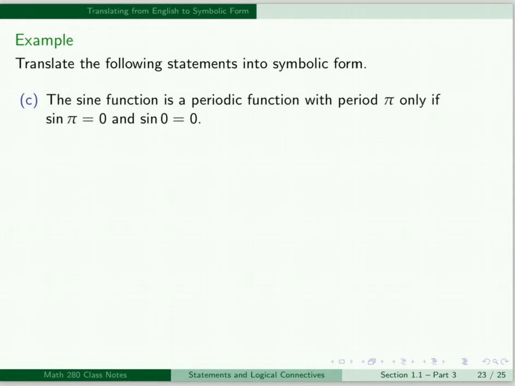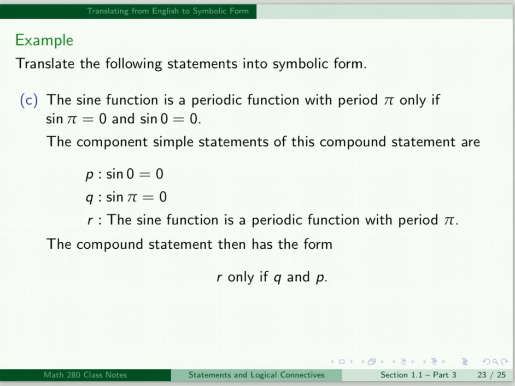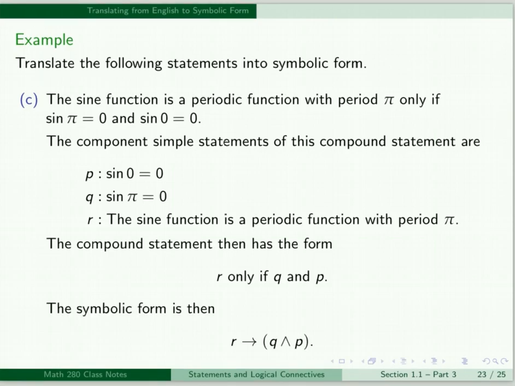Next, consider the statement the sine function is a periodic function with period pi only if sine of pi equals 0 and sine of 0 equals 0. The component simple statements of this compound statement are P is sine of 0 equals 0, Q is sine of pi equals 0, and R is the sine function is a periodic function with period pi. The compound statement then has the form R only if Q and P. The symbolic form is then R implies Q and P.